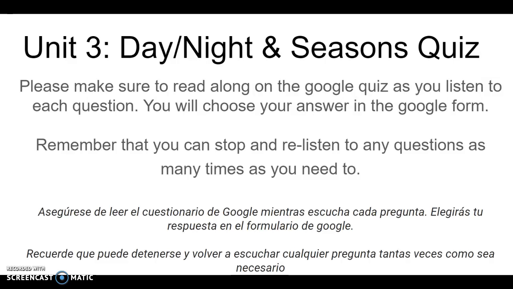Question 13. Which of the following best describes the days and nights shown in the diagram below? The northern hemisphere is having days that last longer than the nights. The southern hemisphere is having days that last longer than the nights. Both hemispheres are having nights and days that last the same amount of time. Or both hemispheres are having days that last longer than the nights.